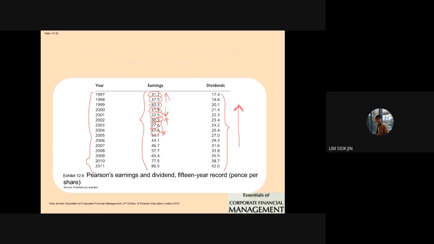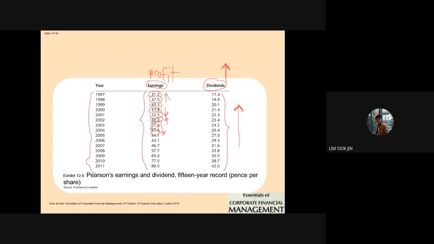So what are dividends and what are earnings? Earnings is what the company is making in terms of profit. The profit of the company goes up and down, you see? But the dividends of the company are always going up.